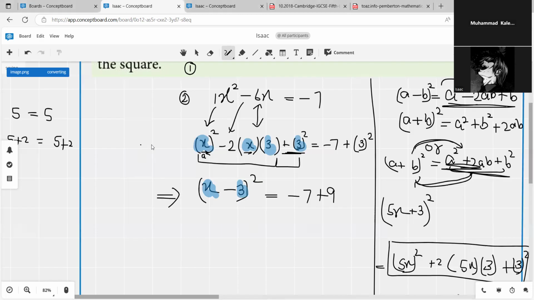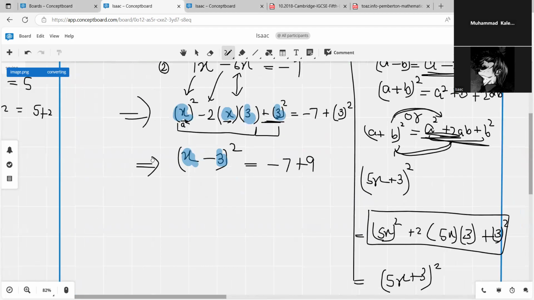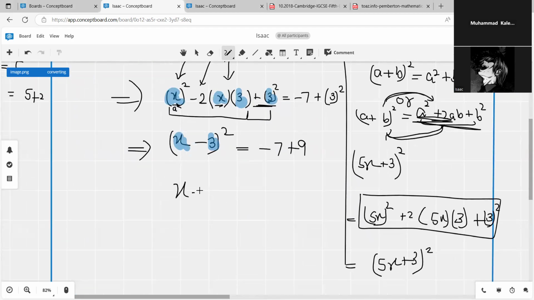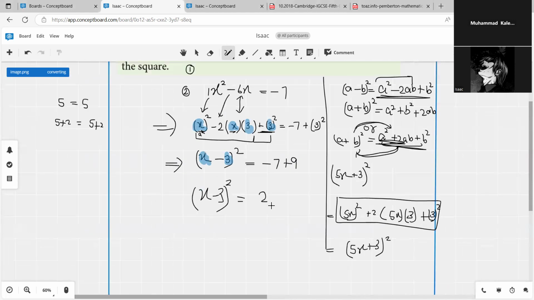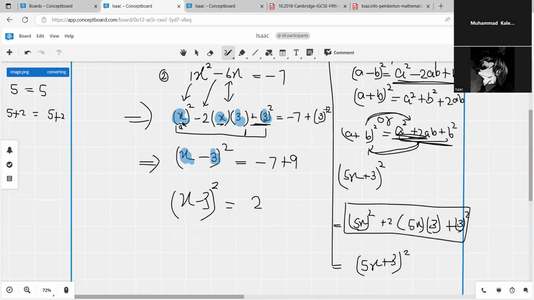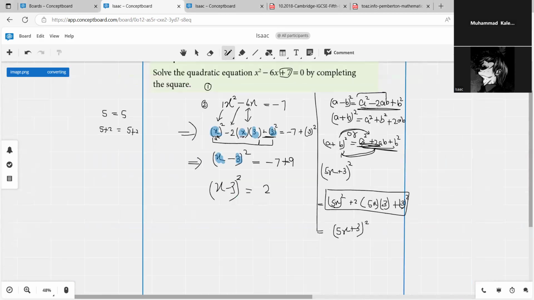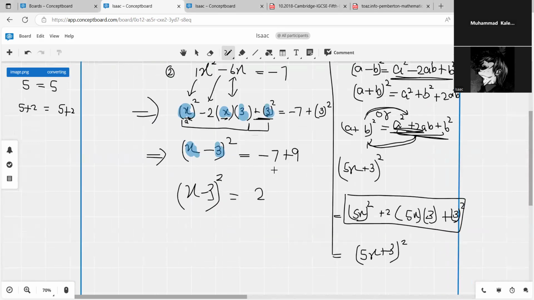It's a little bit difficult to explain this thing, so no worries, we will practice. (x - 3) whole square is equal to what? It is equal to 2, right? From where do I get this 9? 3 square is 9. Then negative 7 plus 9. So what will the answer be? It will be plus 2.